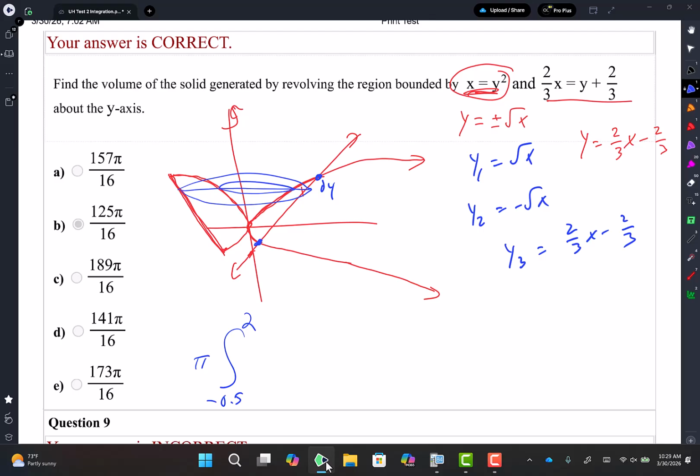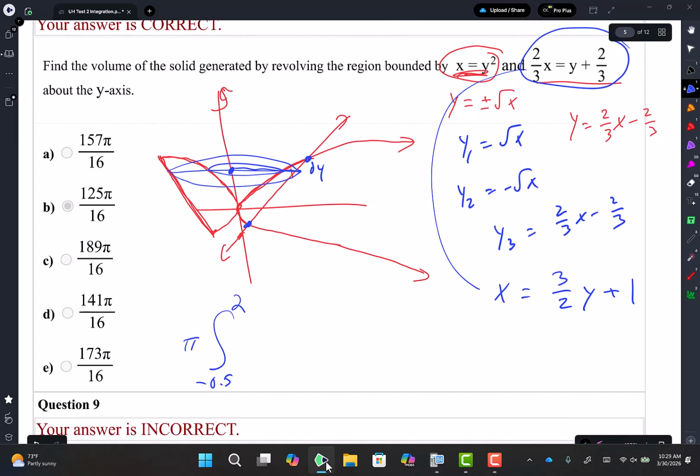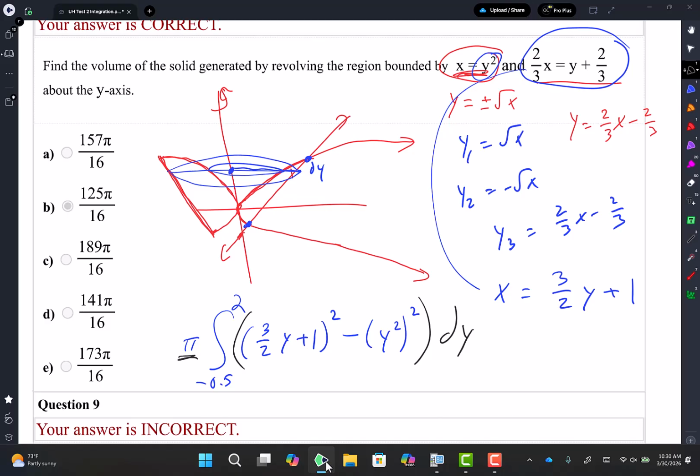And my big R goes from the y-axis all the way to that linear line. Well, all I got to do, remember, is have it in terms of x equals. You got to have a y in there. So just multiply that by 3 halves. X equals 3/2 y plus 1. Now, I make mistakes all the time, so make sure that that's correct. Parenthesis, 3/2 y plus 1, close, put a square on it, minus, and then that one already says y squared. Y squared, squared. And bam, bam, dy. Don't put the pi in there, just put that.